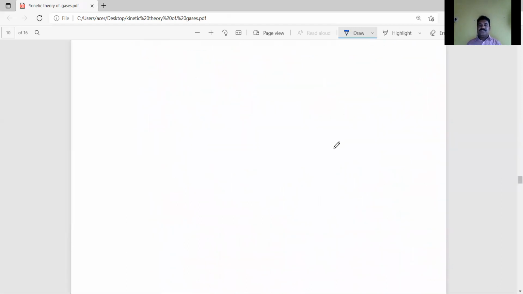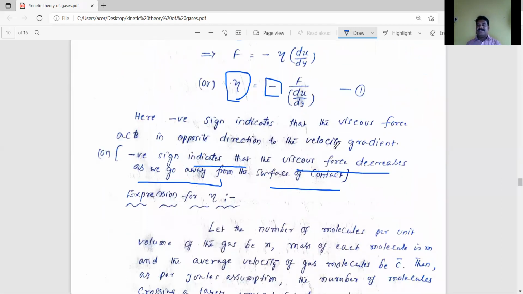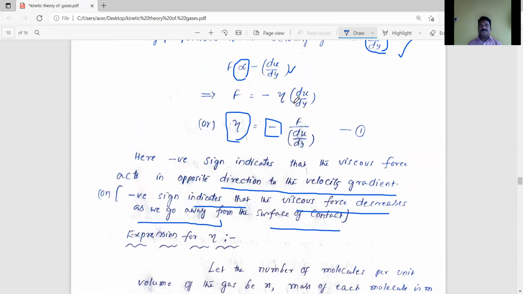That is why the viscous force decreases as the velocity gradient increases. Okay, so this negative sign indicates that. Or in other words, the negative sign indicates that this viscous force acts in the opposite direction to the velocity gradient. The velocity gradient is along the OY axis, whereas the viscous force is along the negative OY axis. So that is why we can use the negative sign here.